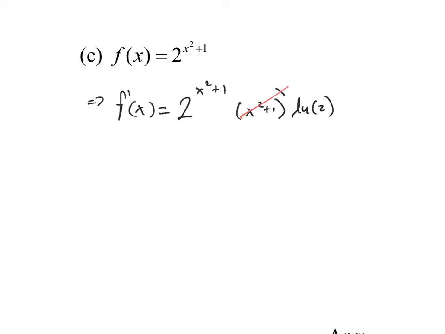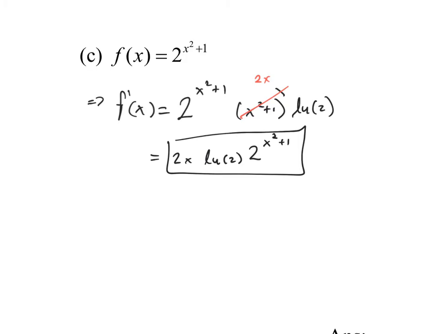So what's the derivative of x squared plus 1? It's simply 2x, well 2x plus 0, which is 2x. So putting that all together, let's just kind of clean it up. What do we have? We have a 2x, we have a natural log of 2, and then we have a 2 raised to the x squared plus 1. And there it is. In either order, again, this is multiplication. Multiplication is commutative, so it doesn't matter which order you have those three things in. You just need those three things there.